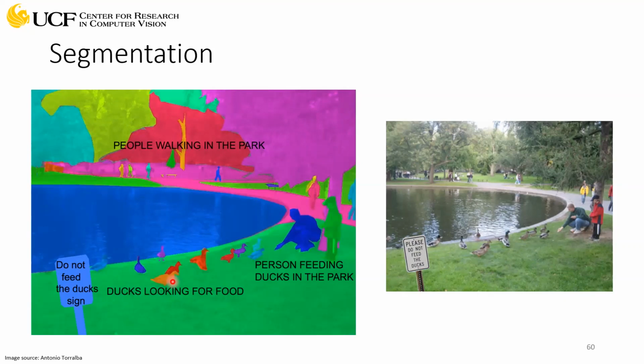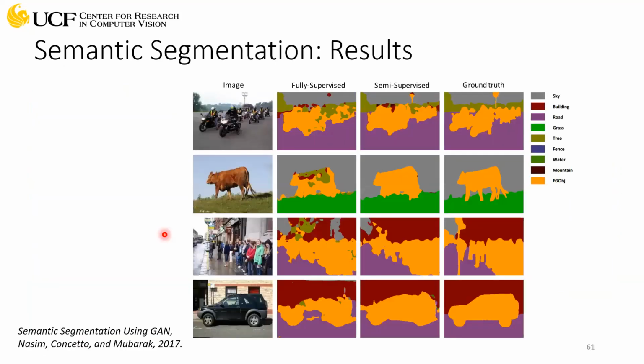And again, it's not just saying that a duck is present, it's saying that the duck's looking for food. Okay, and so for that you need all this contextual information. In fact, to solve this. And so these are some results, not recent, 2017, and you can see what we can solve.